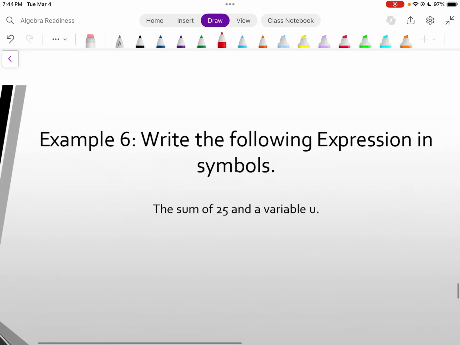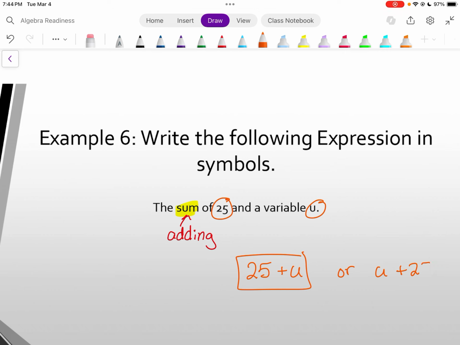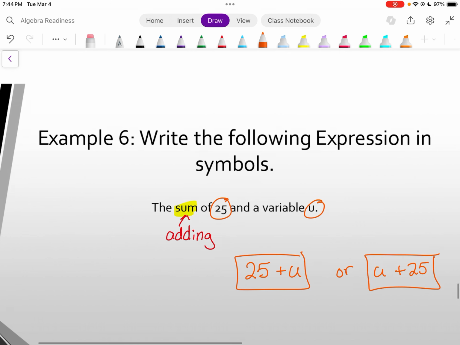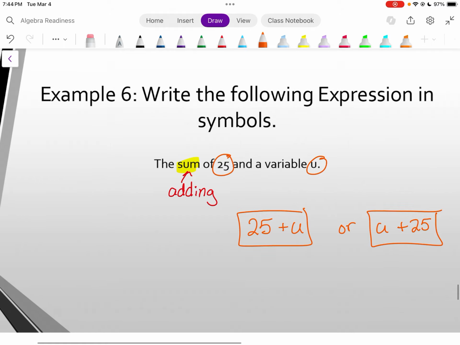All right, so then for example 6, again, I'd like you to pause it, try writing this one on your own, and then hit play. So again, on this problem, you should have your answer. We have sum again, which means adding, and we are doing the sum of 25 and a variable u. So these are the 2 numbers we are adding together. So you could have written 25 plus u, or you could have written u plus 25. Either one of those would be counted correct for this problem. So if you don't have the correct answer, make sure you fix it. So when you look back at your notes, you will have that available.